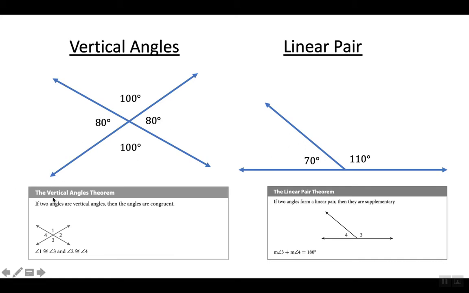Okay, so first of all, let's review the vertical angles theorem. If two angles are vertical angles, then the angles are congruent. So angles 1 and 3 are considered vertical angles, and angles 4 and 2 are considered vertical angles. Whenever you have two lines that are intersecting, they form vertical angles. Vertical angles are the angles that are opposite each other, so angle 1 is always going to be congruent or equal to angle 3, and angle 4 and 2 are going to be congruent, okay?